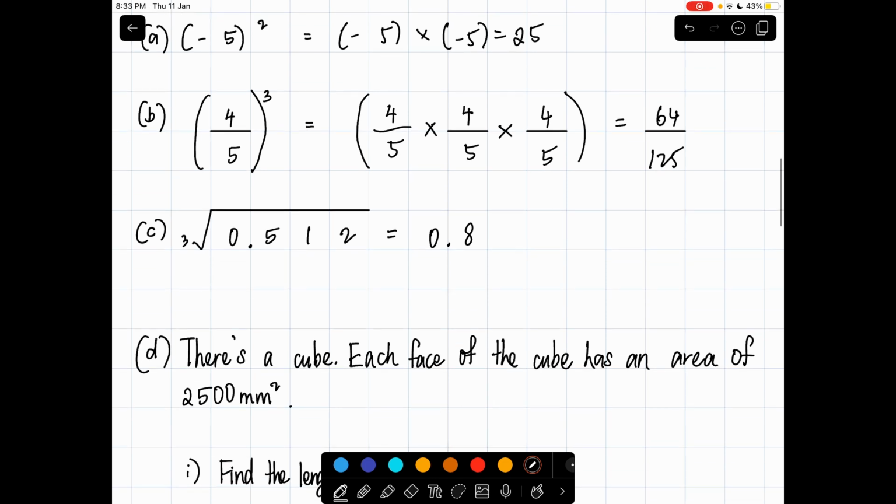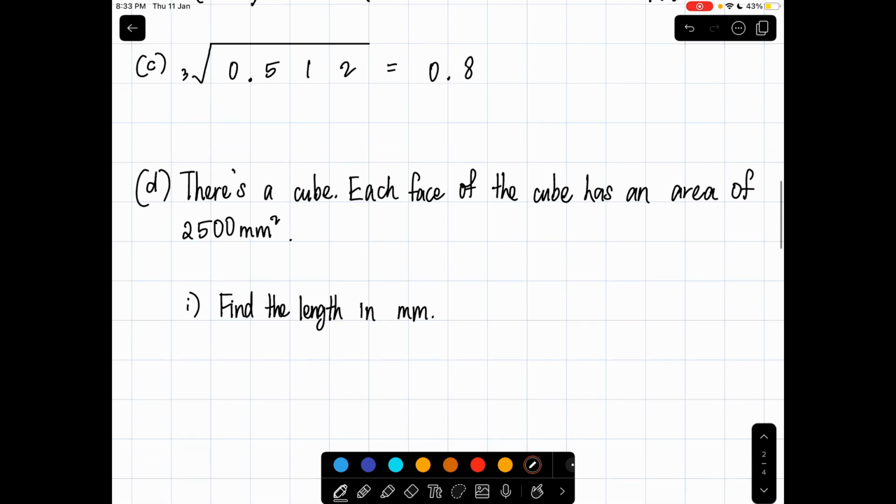And for the rest of the questions, you are allowed to use the calculator, but it's important for you to show the examiner or the marker that you know what you are doing. You're not just typing in digits in a calculator, hoping that some kind of miracle will help you to get the answers. Alright, now D, there's a cube. Each face of the cube has an area of 2,500 millimeters squared.